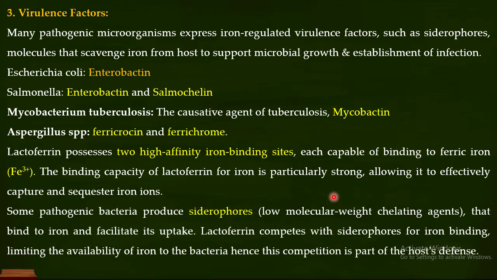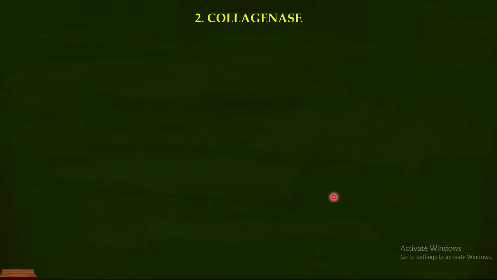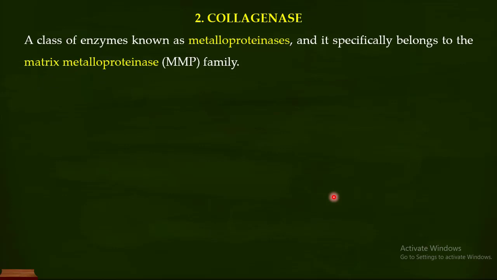their function. Now, in this particular video, I want to focus on another important antimicrobial component which is present in the secondary granules, and that is known as collagenase. When you talk about these collagenases, this is actually a class of enzymes known as the metalloproteinases. We call them metalloproteinases because they need a metal ion for their activity, and it specifically belongs to the matrix metalloproteinase family.